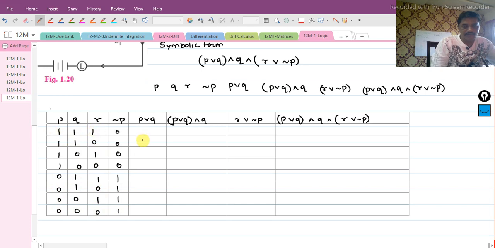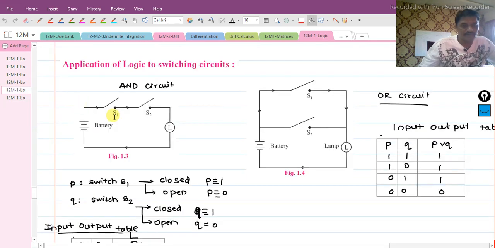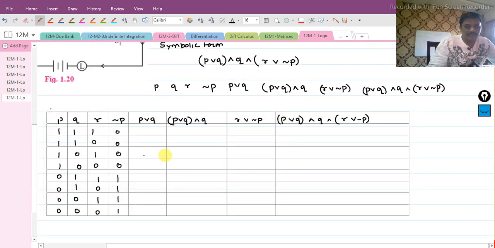P or Q. What happens in OR? What is the input output table for OR? If you see here, for OR, 0 0 gives 0, rest all 1. So it is P or Q: 1 1 1 1 1 1 0 0. For AND, 1 1 1 and rest all 0. This is to be ANDed with this. Both of these should be ANDed.